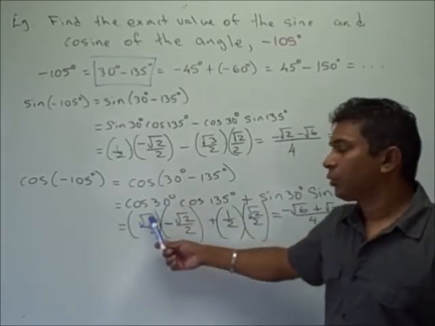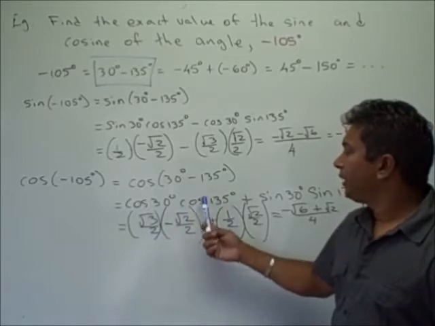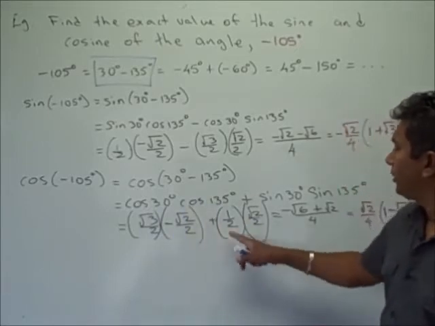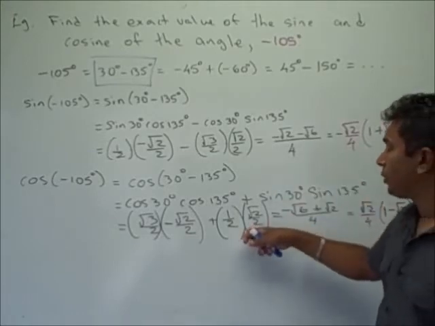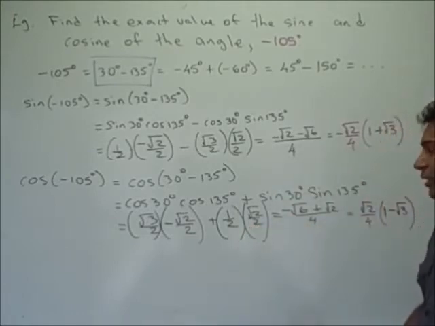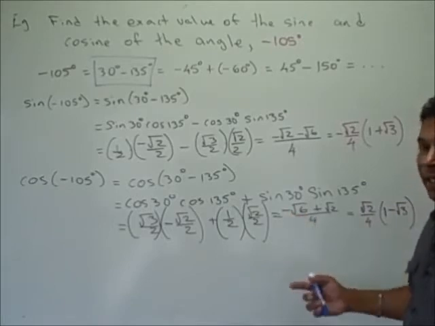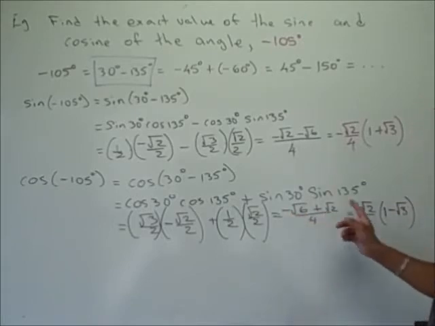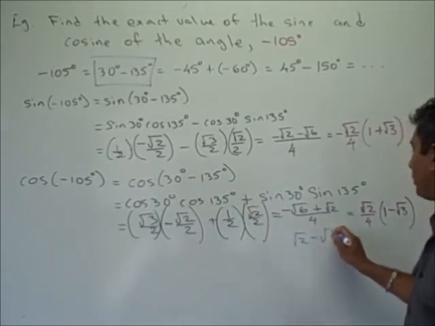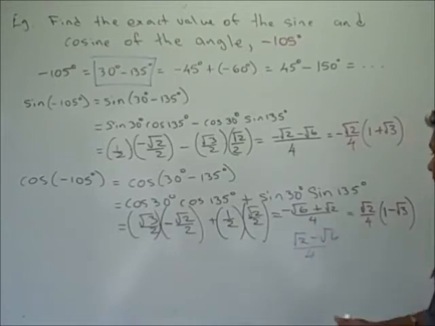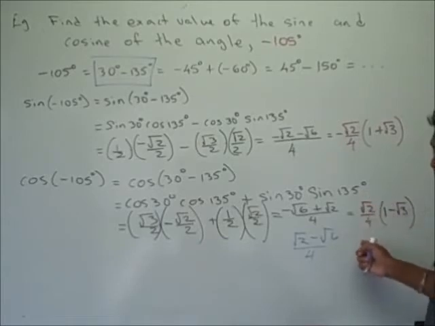So here we have square root of 3 over 2 times negative square root of 2 over 2 plus sine of 30, which is 1/2, times sine of 135, which would be the square root of 2 over 2. If we simplify this, we get negative square root of 6 plus square root of 2 all over 4. If we rearrange this, square root of 2 minus the square root of 6 all over 4, and factor the square root of 2 over 4, we get square root of 2 over 4 times 1 minus the square root of 3.